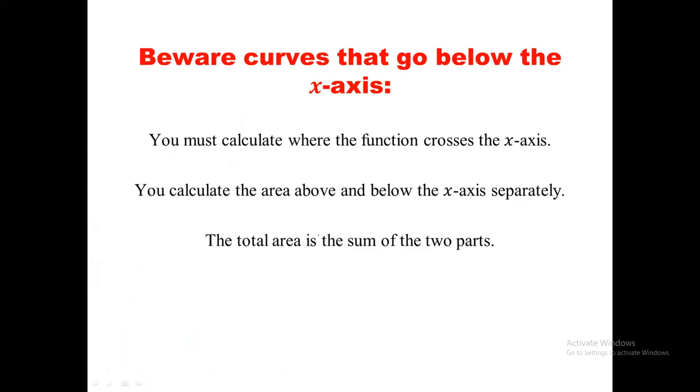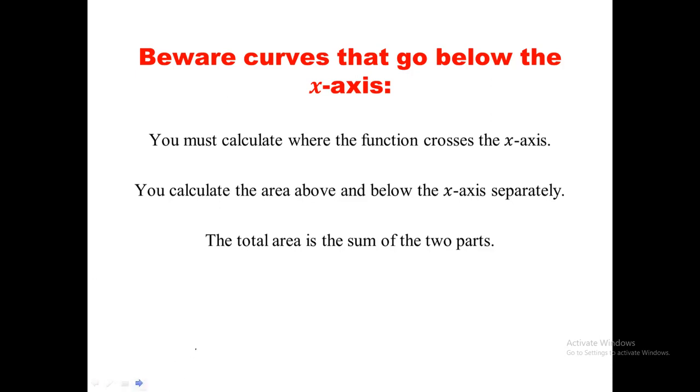You calculate the area above and below the x-axis separately, and as discussed last meeting, when the area lies below the x-axis, you are to write negative before it. That way it will be positive when calculated. Then you take the total area.